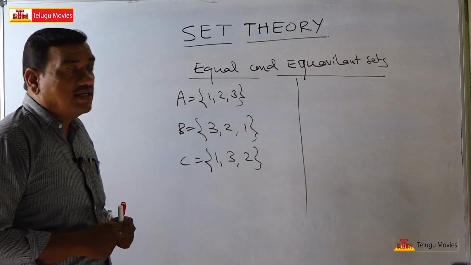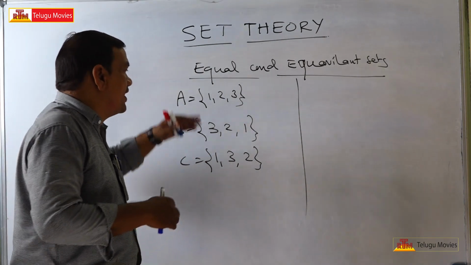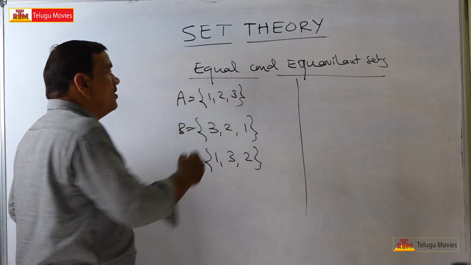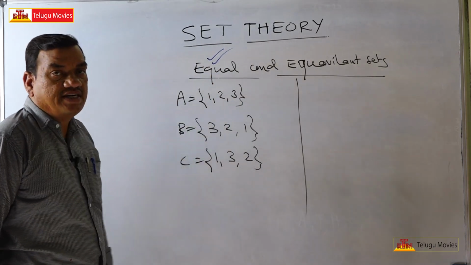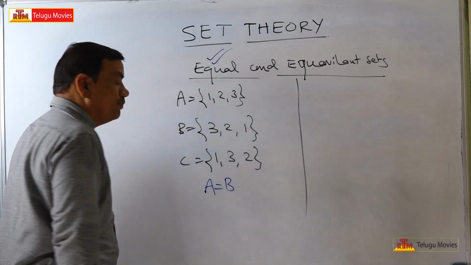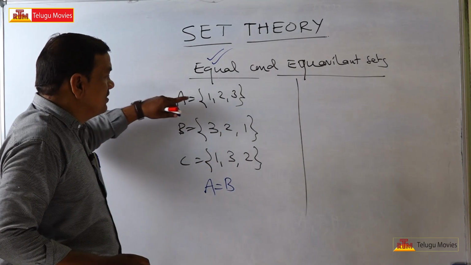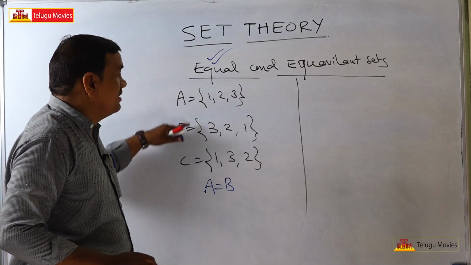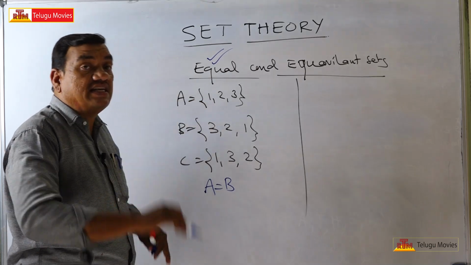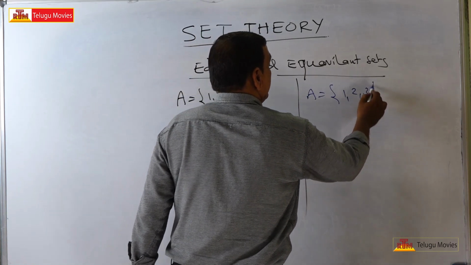So already we told that while writing a set, order is not important. You can write 1, 2, 3 or 3, 2, 1, whatever it may be. This type of sets are called equal sets, and we write it as A = B. What is the meaning of this? If you want to say that two sets are equal, first of all, their cardinal number is equal. That means if A contains 3 elements, B also should contain 3 elements, and both the sets contain the same elements.